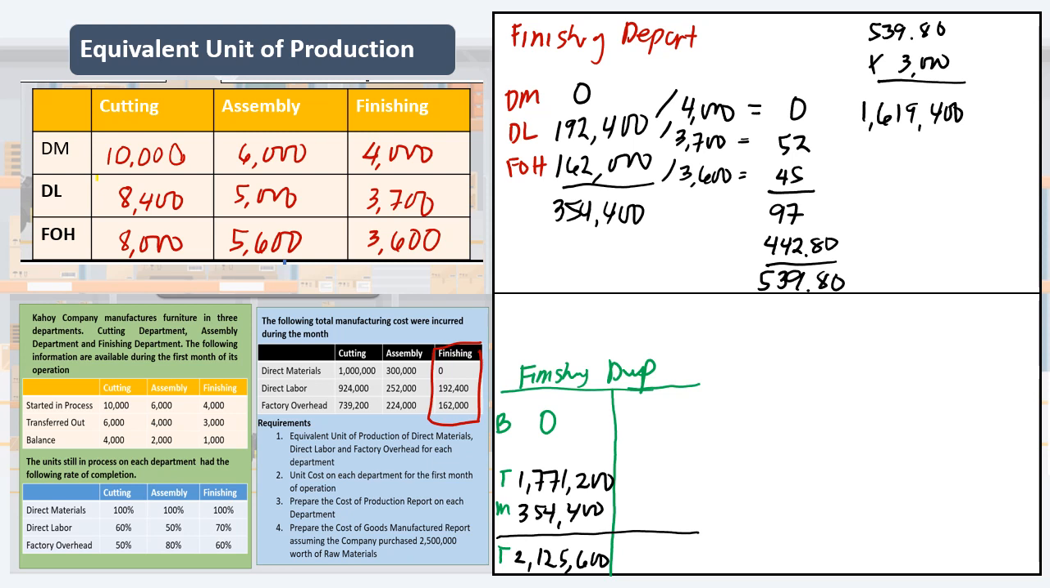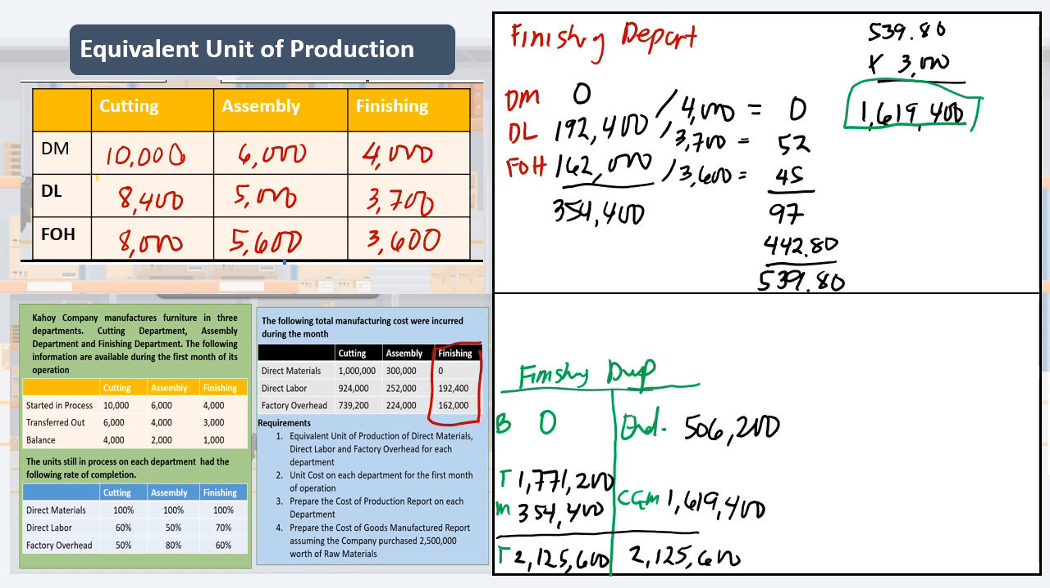So, lagay natin dito sa right side, 2,125,600. Ilagay lang natin doon sa ating transferred out or yung ating cost of goods manufactured. Na-compute natin yun sa taas, so lagay po natin dito ay 1,619,400. So, ang computation naman ng ating ending balance is yung difference nilang dalawa. 2,125,600 minus 1,619,400. So, that will be 506,200. Yan. So, to check kung tama ba yung ating ending inventory, which is 506,200 for finishing department.